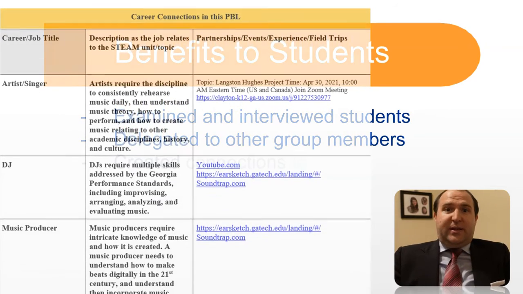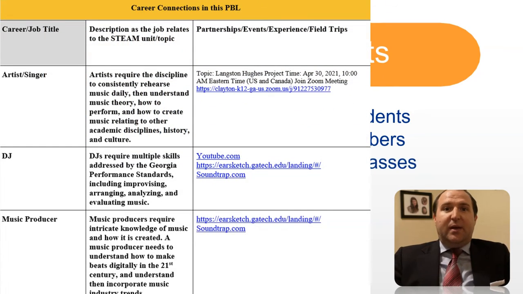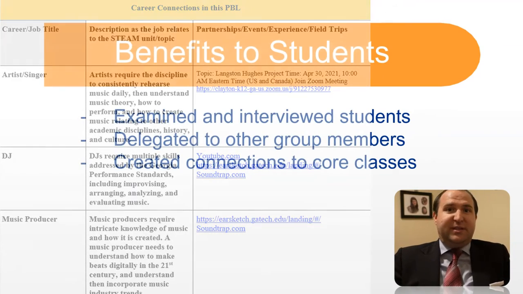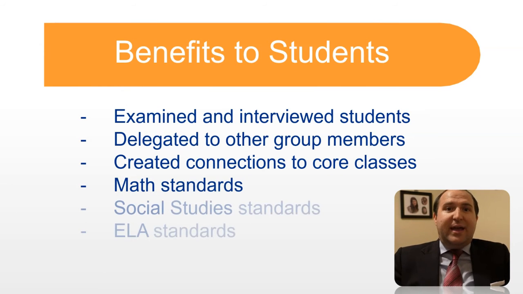I also created connections and integrated core classes into this PBL. Many of the musical careers the students picked required mathematical skills. Cultural connections with other careers connected the students' presentations with social studies, and the PBL also connected to a couple ELA standards.